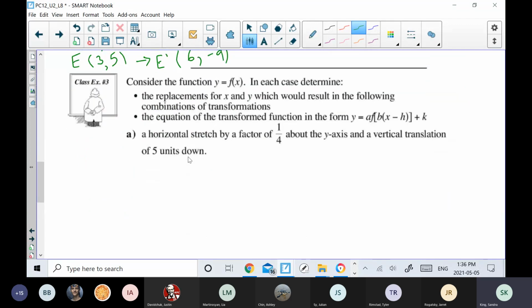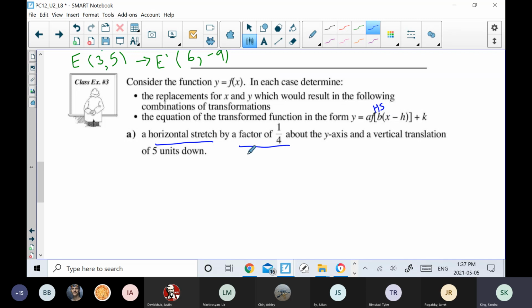Let's look at class example number 3. Consider the function f of x. So they're not giving me an equation. They want replacement notation, so they want what the replacements are. And then they want the equation in this form here after it undergoes all of this. So let's do what it's asking. Horizontal stretch by a factor of a quarter. I know that that's my B parameter, right?